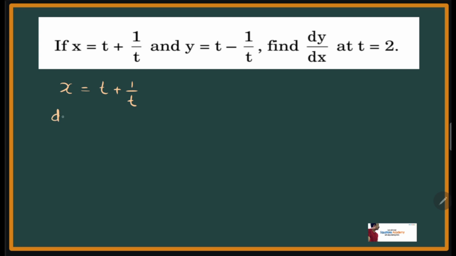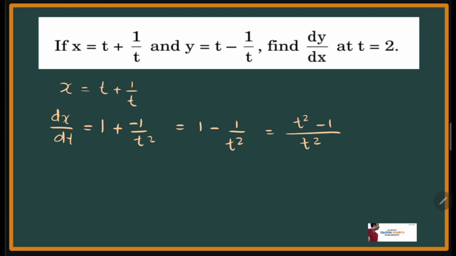So dx by dt is equal to, we know d by dx of x equal to 1, therefore d by dt of t is equal to 1, plus we know d by dx of 1 by x is equal to minus 1 by x square. D by dt of 1 by t is equal to minus 1 by t square. So this is equal to 1 minus 1 by t square. If we take LCM, we will get t square minus 1 divided by t square. So this is dx by dt.